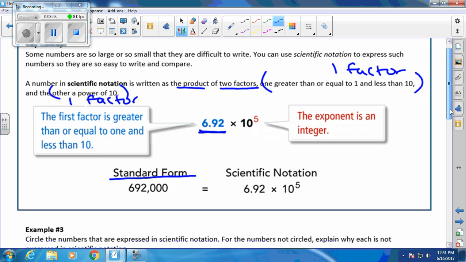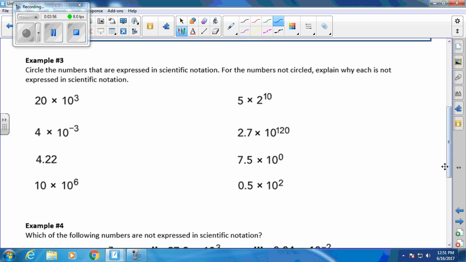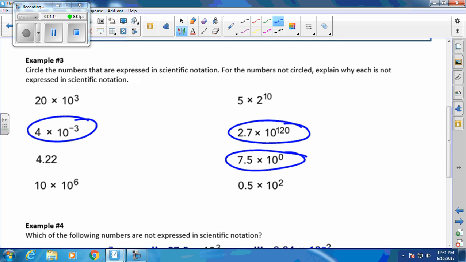So then for example number 3, they wanted you to go through and actually circle the numbers that were written in scientific notation. And then for the numbers that you did not circle, they wanted you to say why. So I'm going to circle which of these numbers are actually written in scientific notation. Okay, so the reasoning why I did not circle the first one is that this number is greater than 10. It's actually greater than 9.